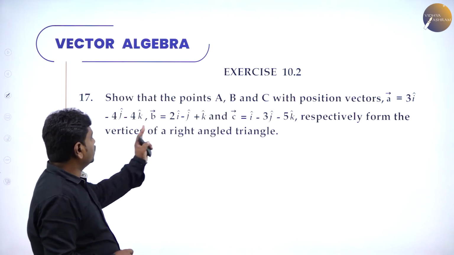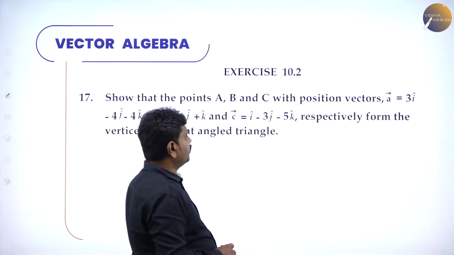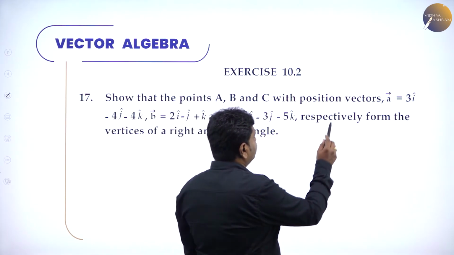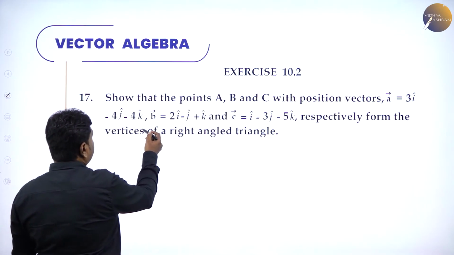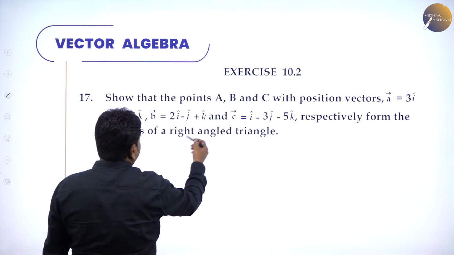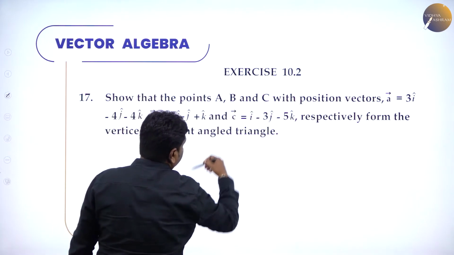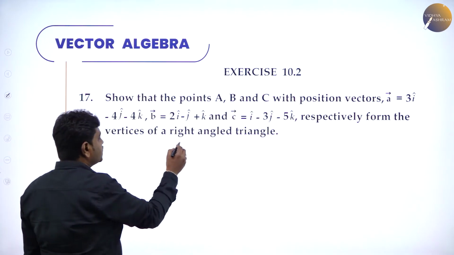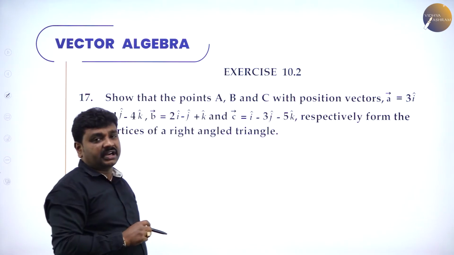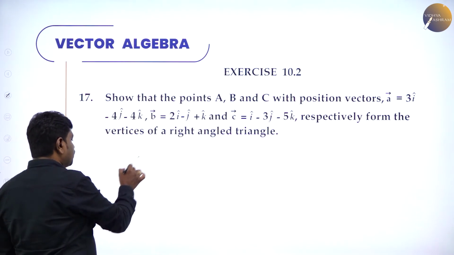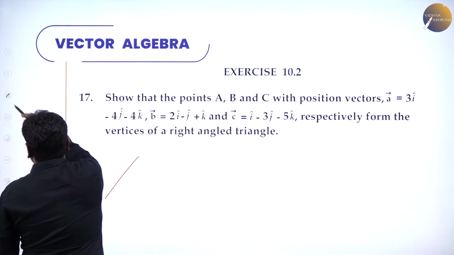Then show that the points a, b, c with position vectors, vector a is equal to 3i cap minus 4j cap minus 4k cap, position vector of b, vector b they give, position vector of c, vector c they give, respectively form the vertices of a right angled triangle. We need to prove they form a right angled triangle. So dear students, they give 3 points.